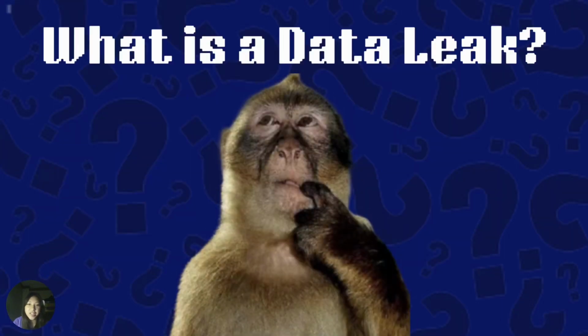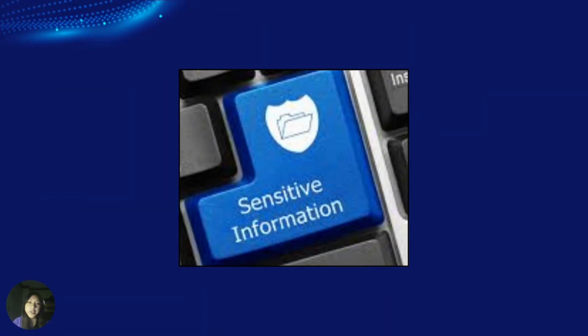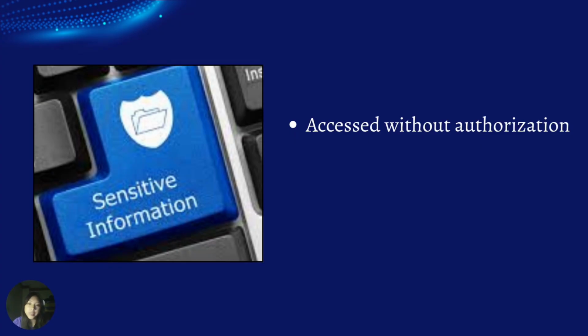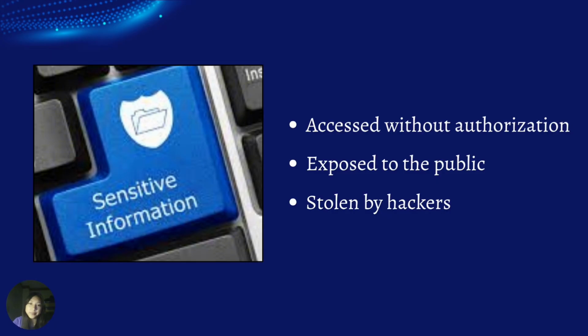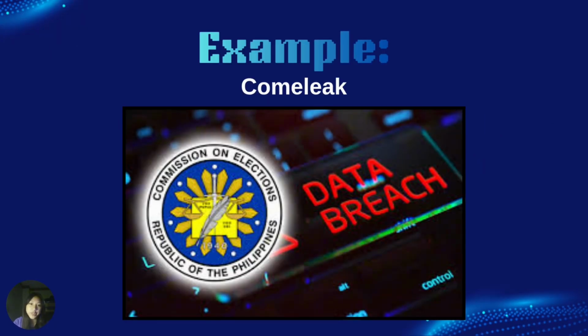Now, our next topic will be data leaks. So now, what is a data leak? A data leak happens when sensitive or confidential information is accessed without authorization, exposed to the public, or stolen by hackers. A well-known example is the Comelec data breach, also known as Comeleak. So in 2016, the Commission on Elections experienced a massive data breach where millions of voters' records were exposed online. This incident showed how failure to secure databases can affect millions of Filipinos.